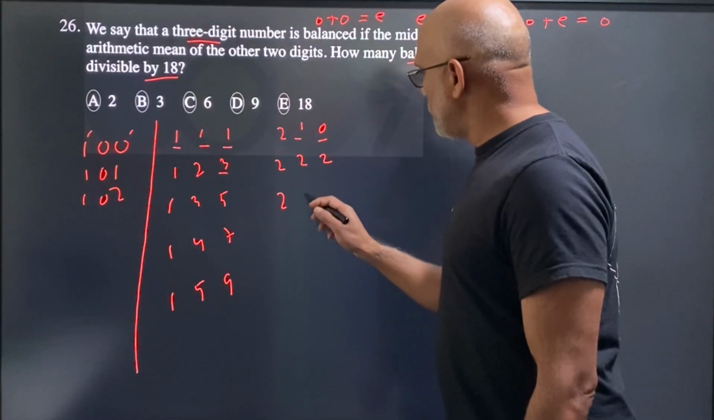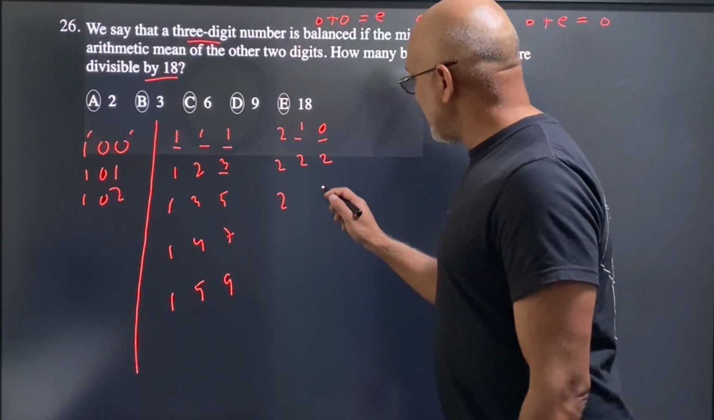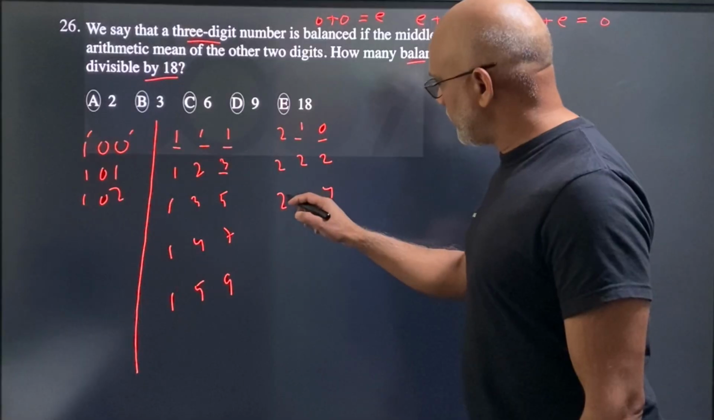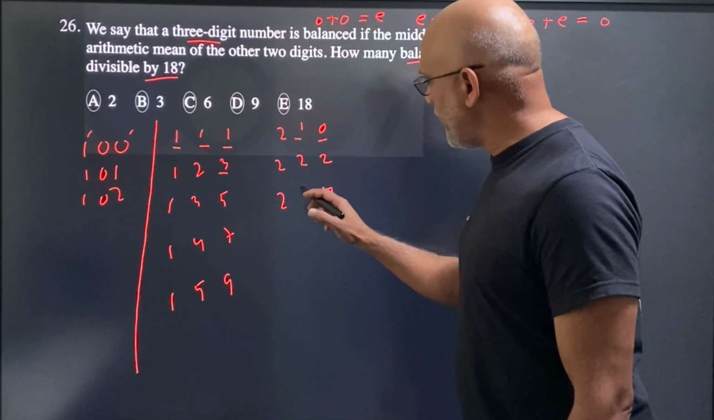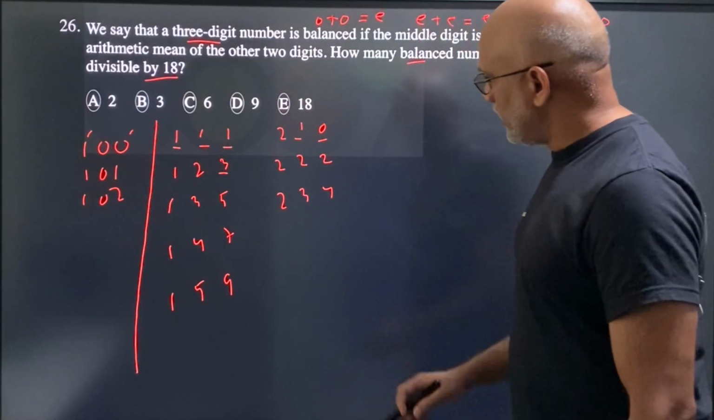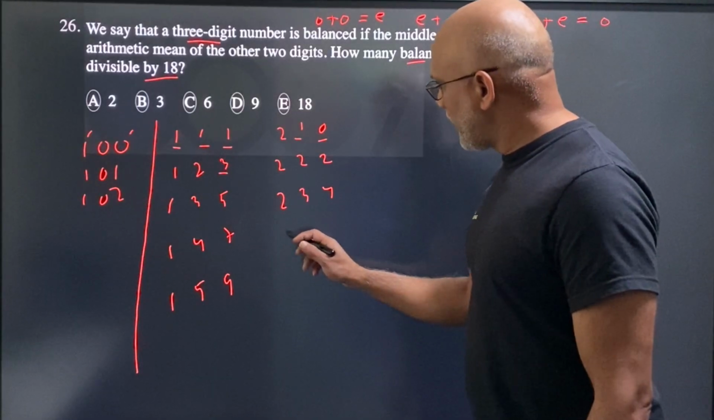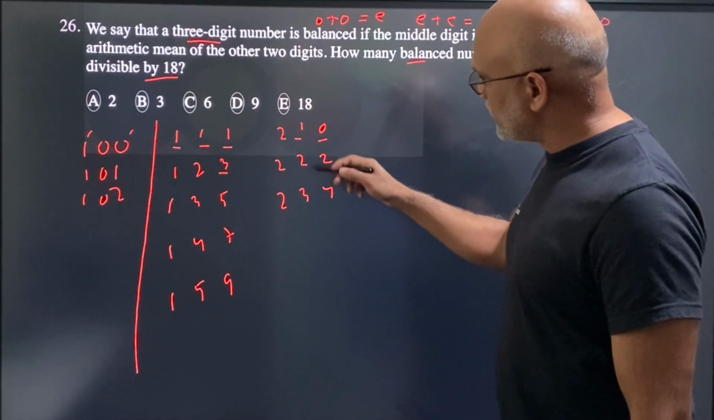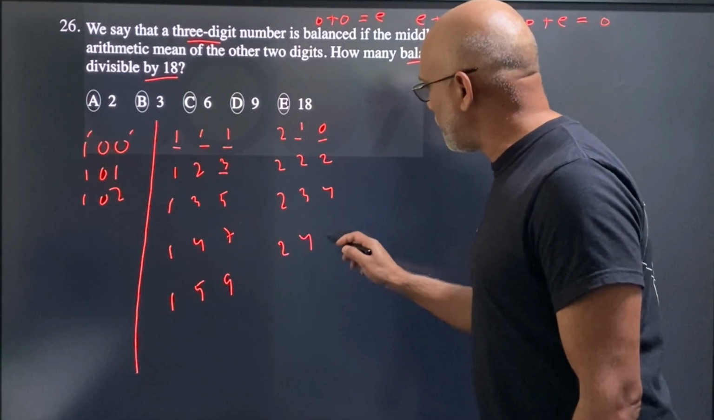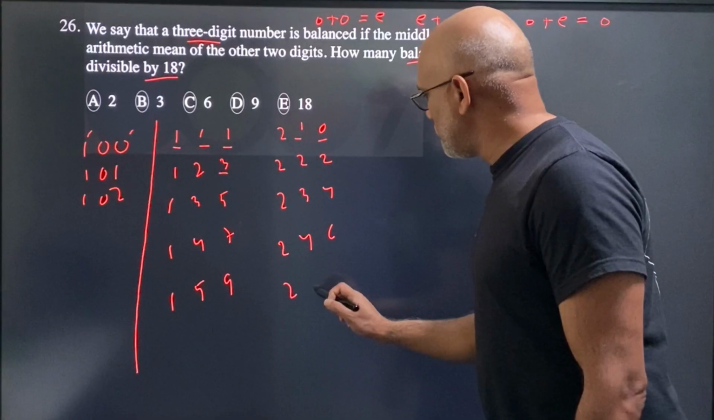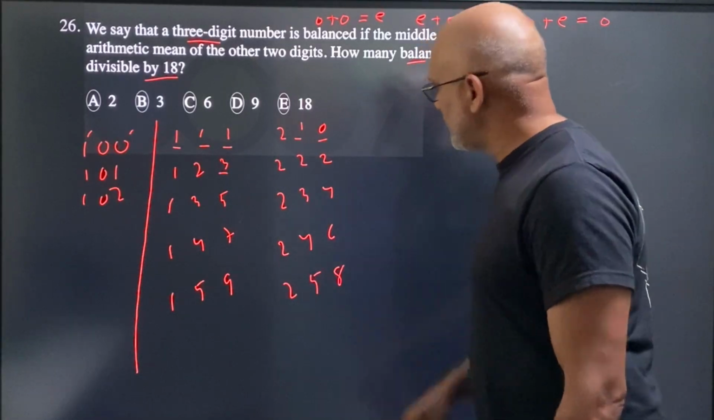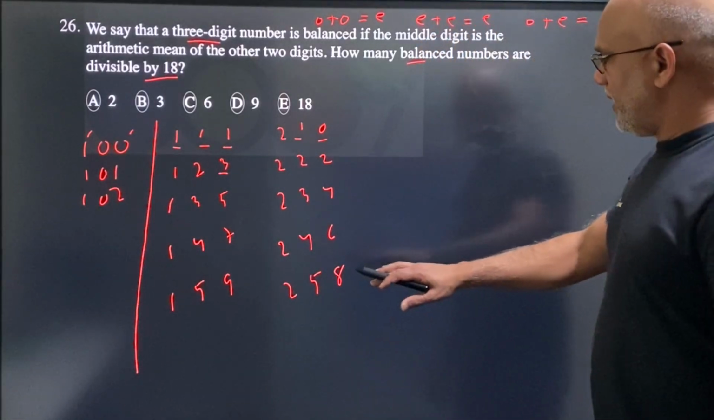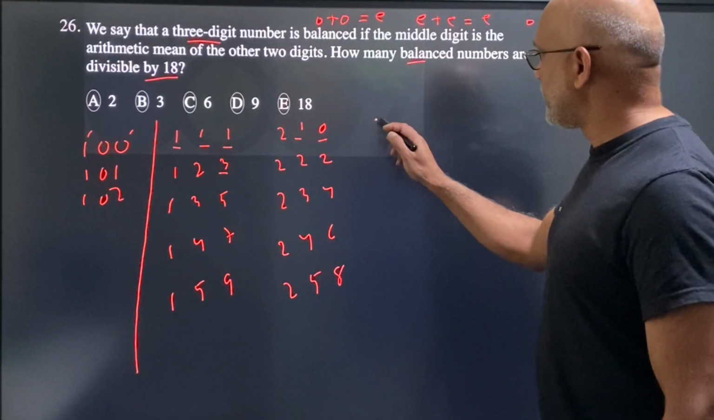Similarly, 2, and then this has to be a 4. 2 plus 4 is 6, divided by 3 is 3. And then you can actually see the pattern here, 1, 2, 3, so this will be 2, 4, 6, and then 2, 5, 8, right? And that's it with 2, then 3.